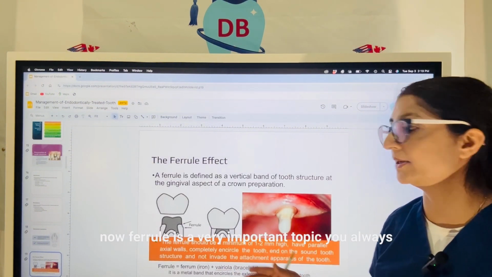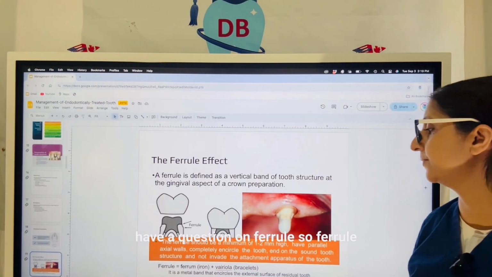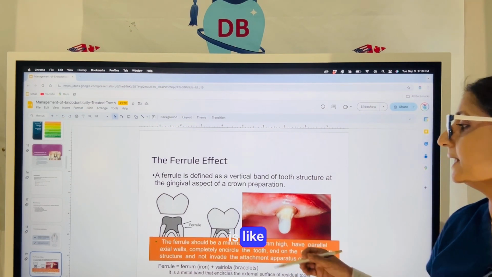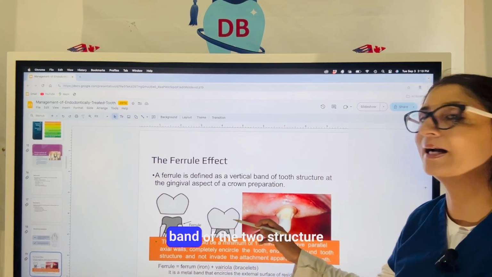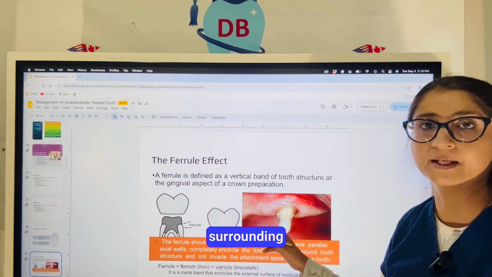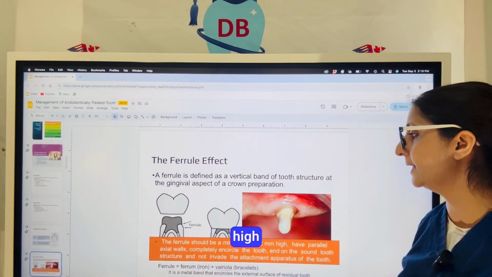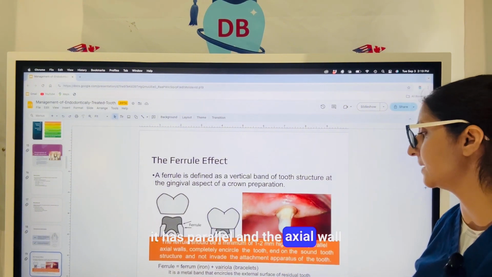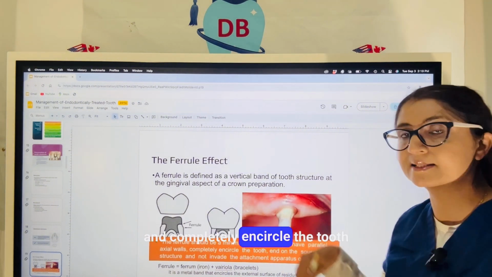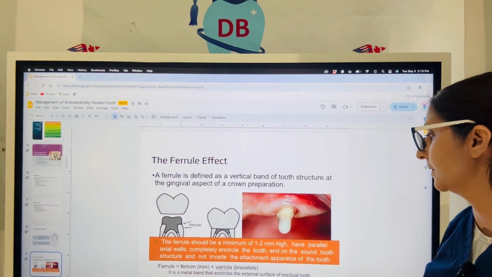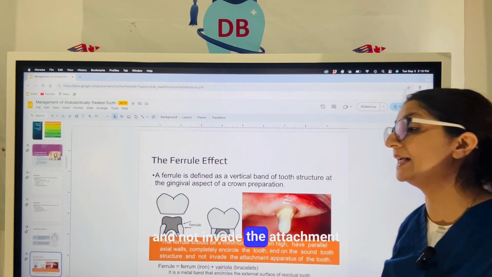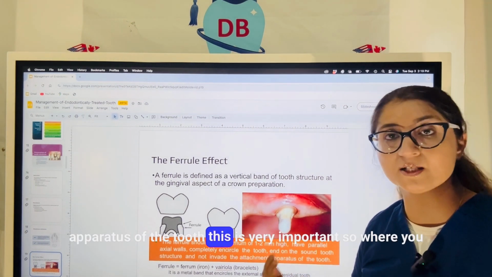Now, ferrule is a very important topic. You always have a question on ferrule. So, ferrule is like a vertical band of tooth structure surrounding. The ferrule should be minimum 1 to 2 millimeter high. It has parallel axial walls, completely encircles the tooth, and does not invade the attachment apparatus of the tooth. This is very important.